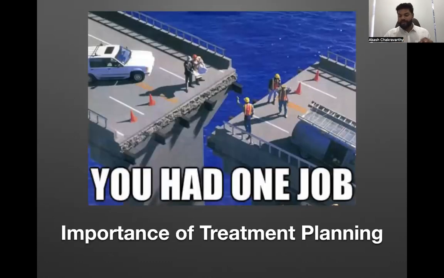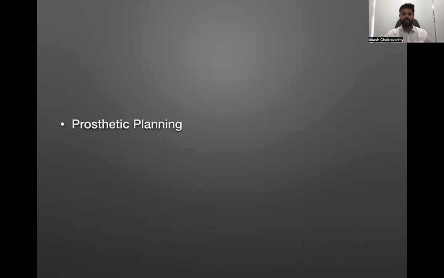So the most important thing for all-on-4 or any other treatment modality is treatment planning. Okay, a very good treatment planning will lead to success of a case. If you do not plan for a case, you are in fact planning for failure. Okay, so when it comes to all-on-4, there are two aspects in treatment planning. There is prosthetic planning and there is surgical planning.